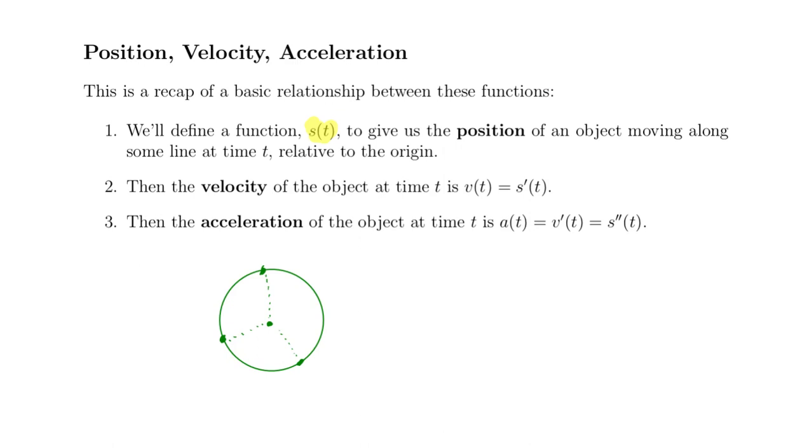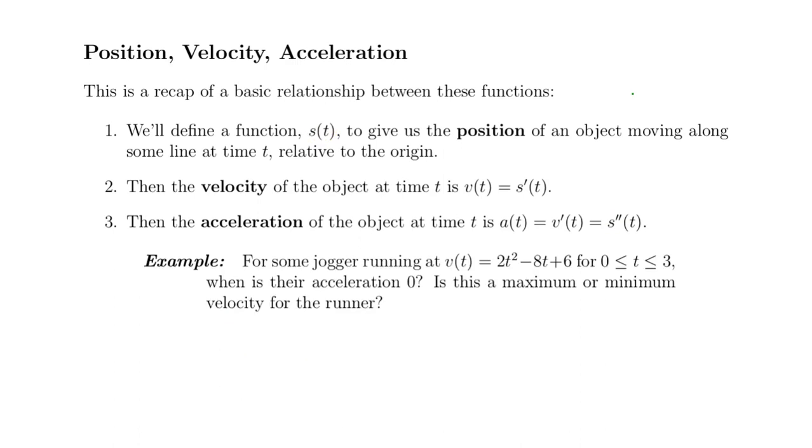Then we've got a velocity function. Velocity is just a rate of change of position, so you've probably seen this before. Our velocity function is going to be the derivative of s, our position function. And then acceleration is just a rate of change of velocity, so it's the derivative of the velocity function, or the second derivative of the position function.